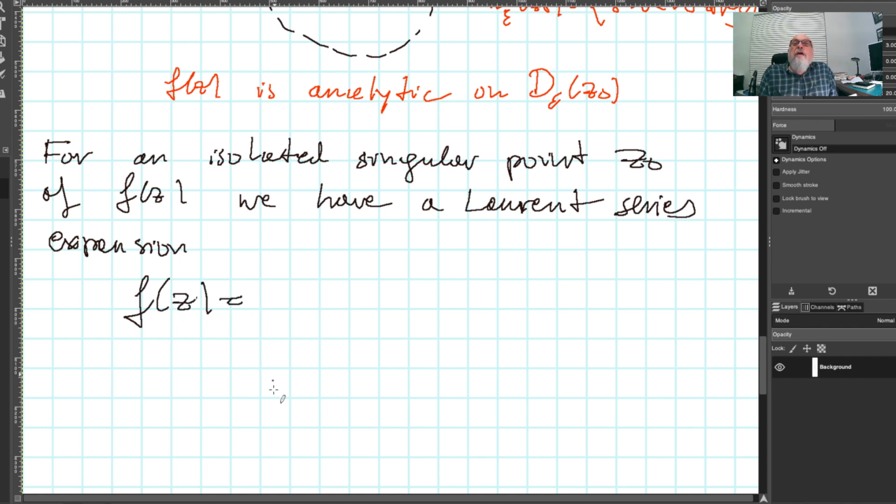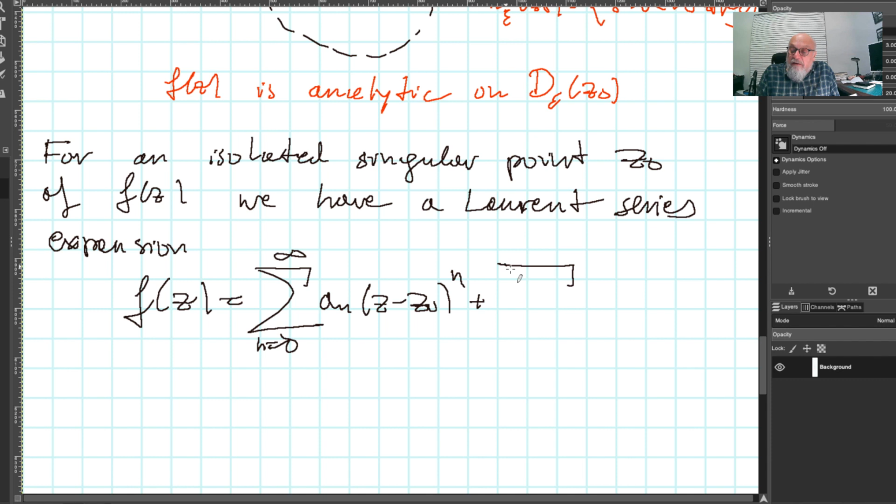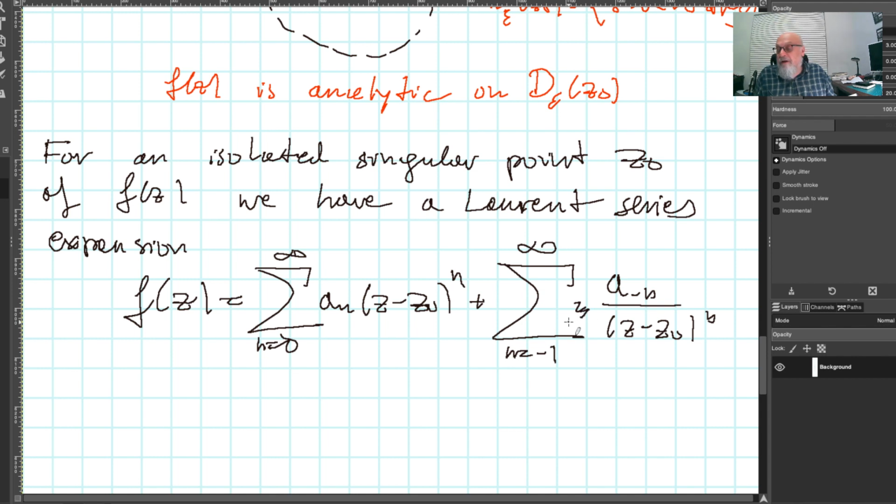And I will write it down in such a way that I will separate positive powers, let's say the power series, from the negative powers. The sum of a_n (z minus z0) to the power n, plus, and this is the remaining part, the sum from n equals 1 to infinity of a minus n divided by (z minus z0) to the power n. Okay? So there's nothing here. So that is the power series. So we have this Laurent series expansion.